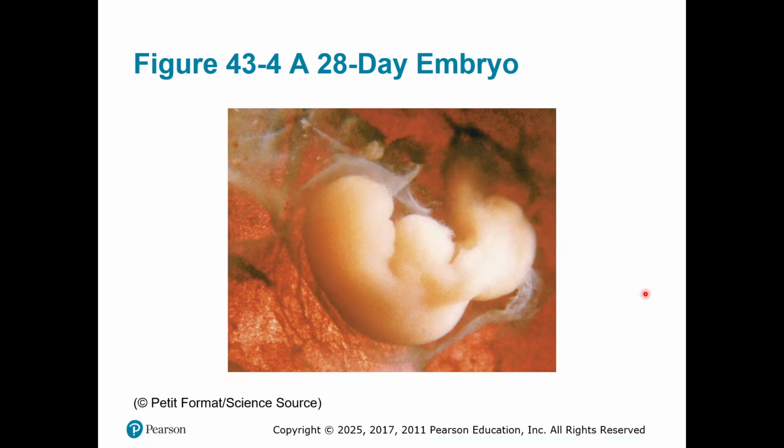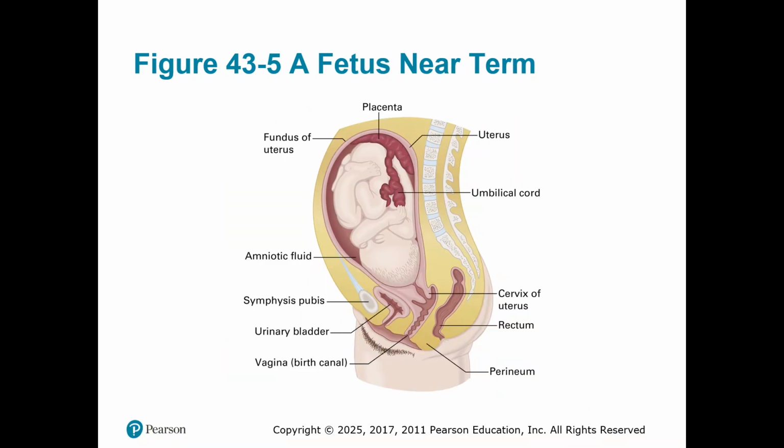And here's a diagram of a 28-day embryo. And then we have another diagram of the fetus near term. So you have the placenta here, the fundus of the uterus. We have the umbilical cord, right? Amniotic fluid to protect the fetus.